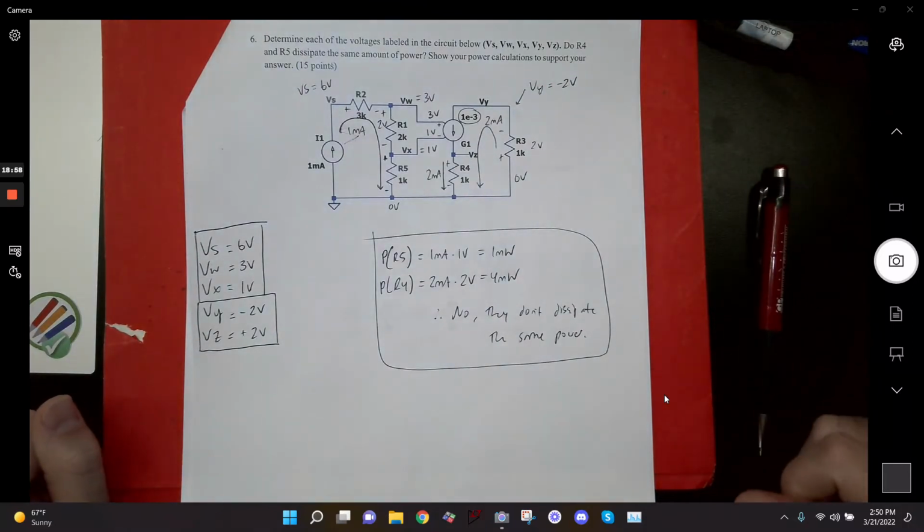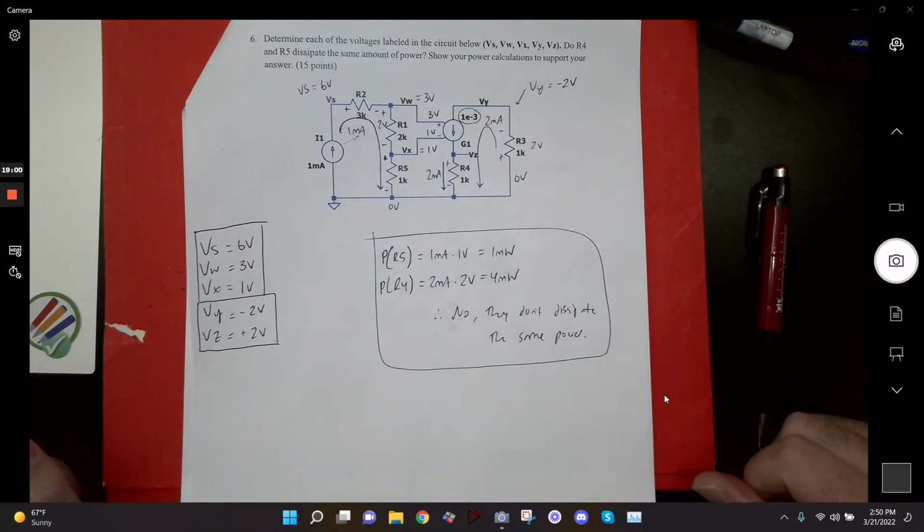All right? Everybody cool with that one? Any questions? Yeah. How did you get the current on the right side?